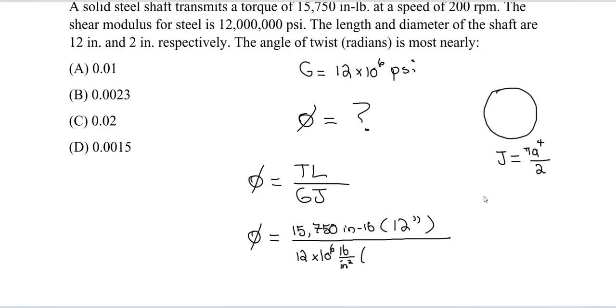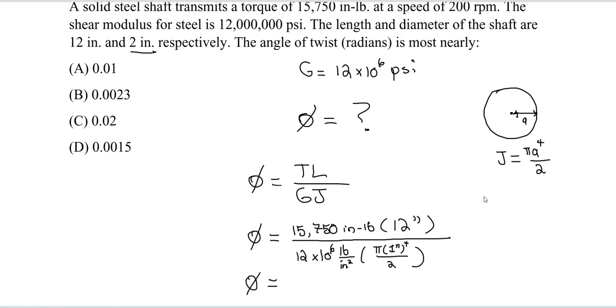There has to be a pi here. A is going to be simply this distance, which is our radius. So if it's our radius and our diameter is 2, A must be 1 inch. So I'm going to just plug that in. Pi times 1 inch to the 4 divided by 2 for my J. Then you can solve for your phi, and it should put out the radians units specifically when you use this equation.